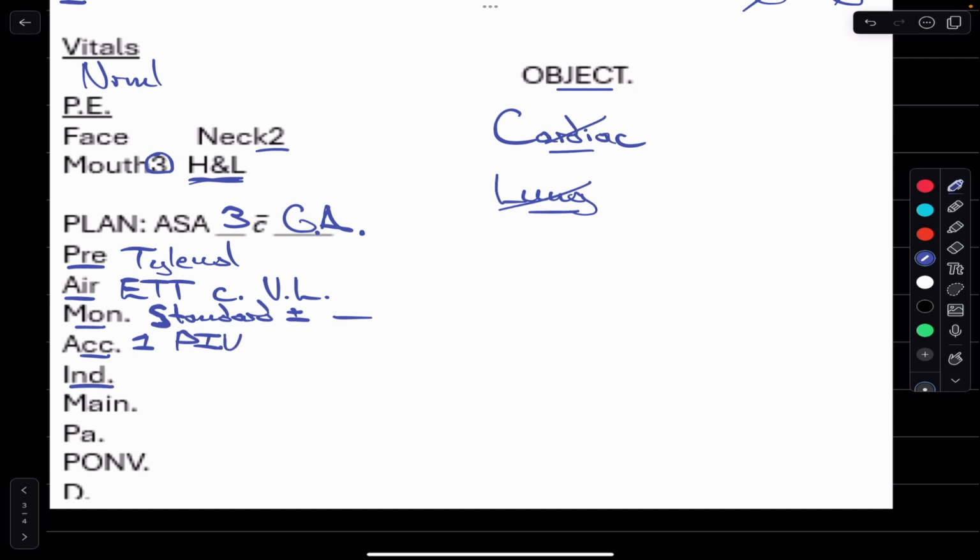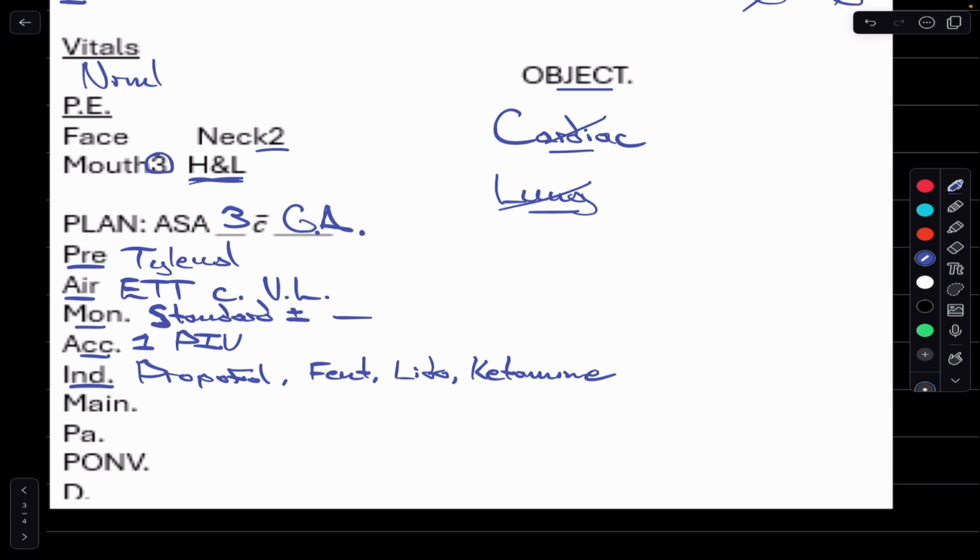Induction, so I would say we're planning on inducing with propofol. And if you really want to run through everything to show your knowledge, you could say inducing with propofol and then also administering fentanyl, lidocaine, ketamine for pain. And then maintaining with sevoflurane.